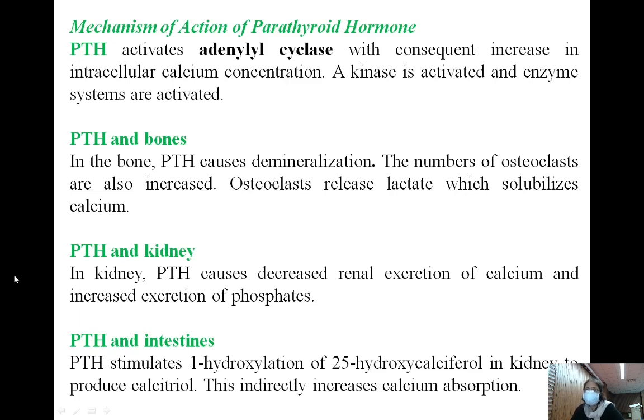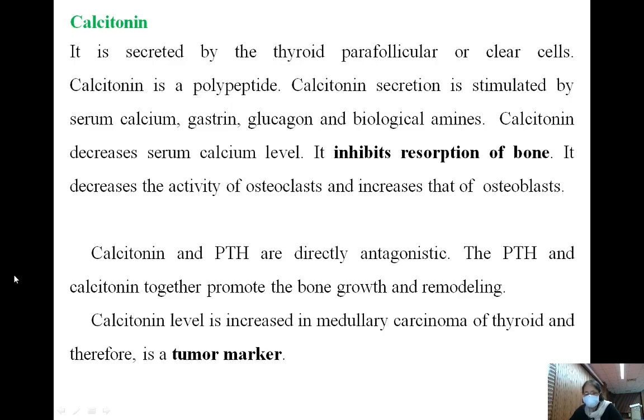PTH and kidney. In the kidney, PTH causes decreased renal excretion of calcium and increased excretion of phosphate. Parathyroid hormone action in intestine: it stimulates the alpha hydroxylation of 25 hydroxycholecalciferol in the kidney to produce calcitriol. This indirectly increases calcium absorption. In the kidney, the hydroxylation of 25 hydroxycholecalciferol is stimulated by PTH. The rest of the slides I will discuss in the next class.